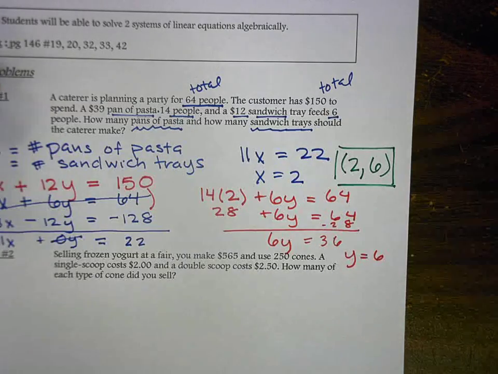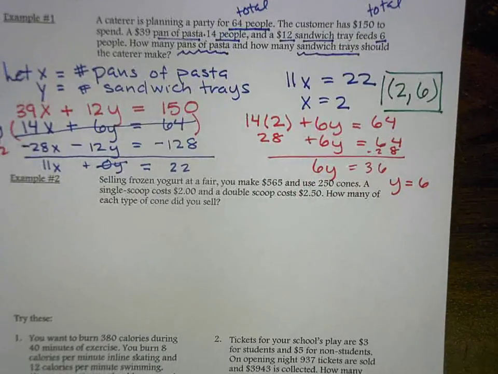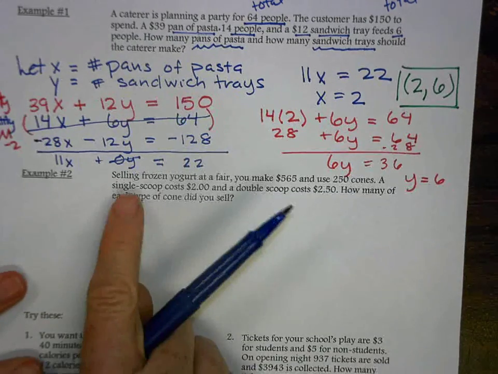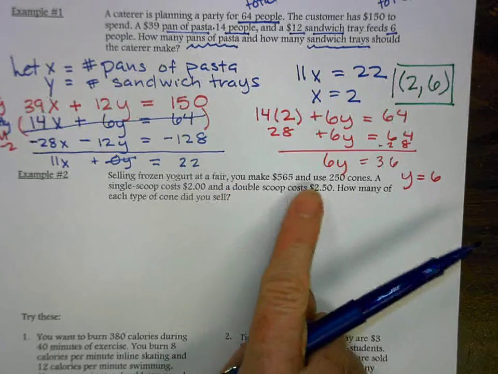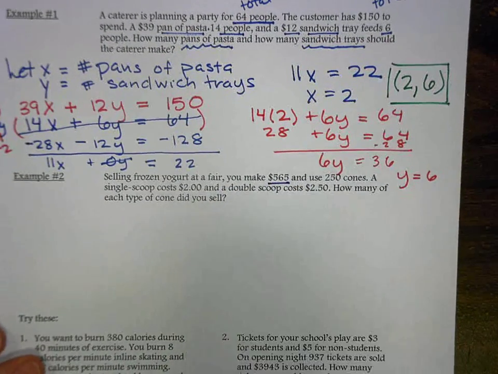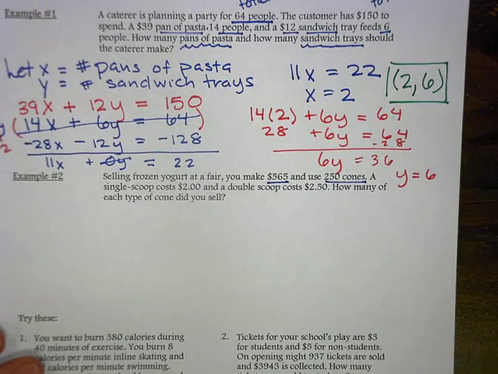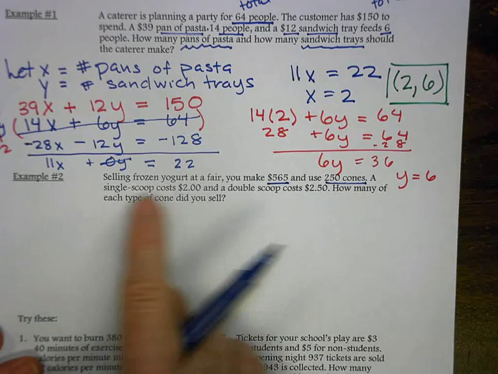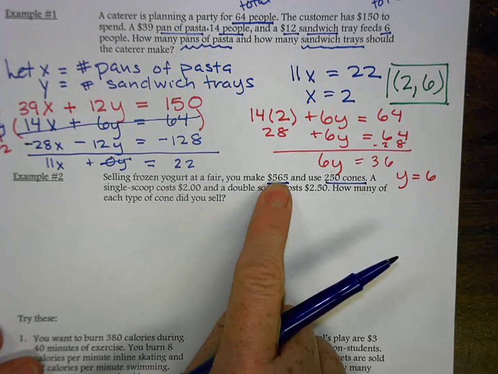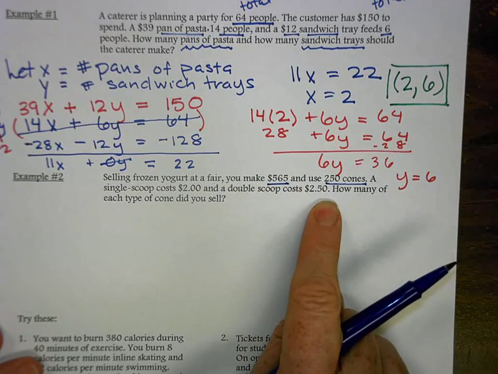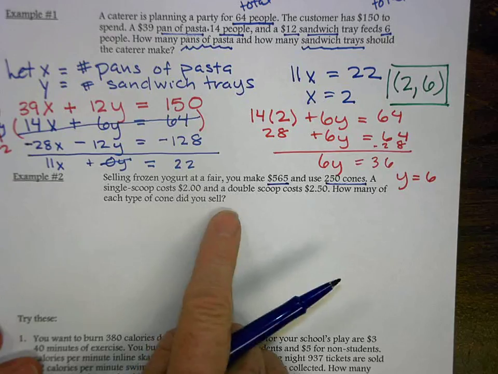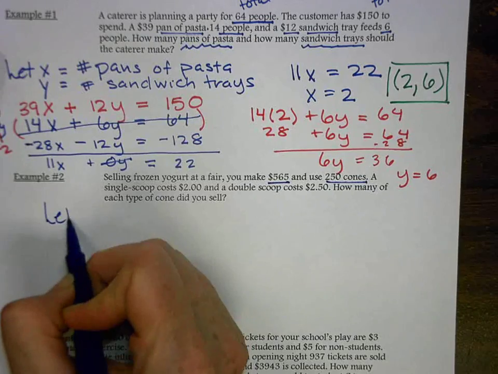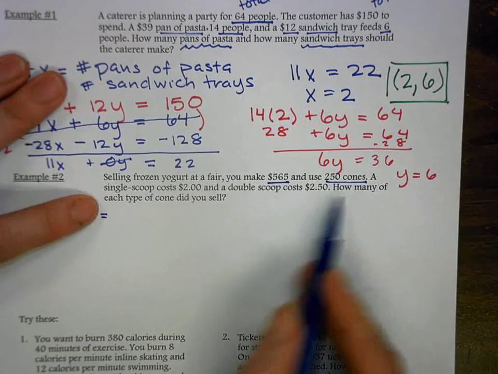Let's do it again. Okay. Hardest part is writing the equation. So do it systematically. Okay. Get your totals. Write your equations. Selling frozen yogurt at a fair. You make $565. Oop, total. And use 250 cones total. Okay, x plus y is gonna equal that and that. A single scoop costs $2. That's gonna have to do with that. And a double scoop costs $2.50. How many of each type of cone did you sell? This is what tells you what x and y are.